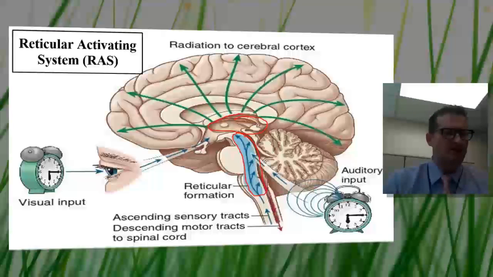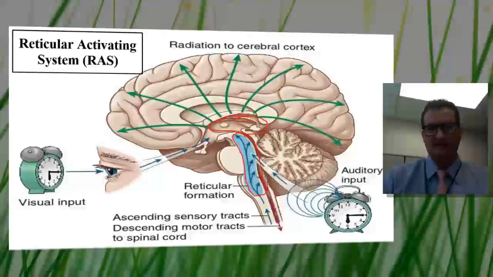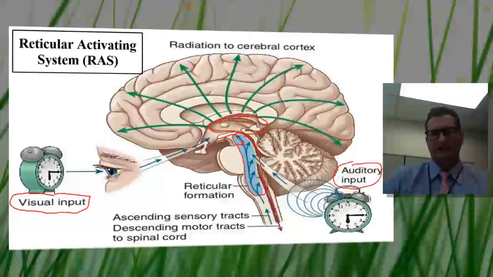One component of the RAS receives sensory input from the eyes and ears. So you have visual as well as auditory input that comes in. The visual input comes in obviously through the optic tracts and enters the RAS, and then you also have auditory input coming in through the 8th cranial nerve, which is in the pons midbrain area right down in here, and that also enters the RAS.